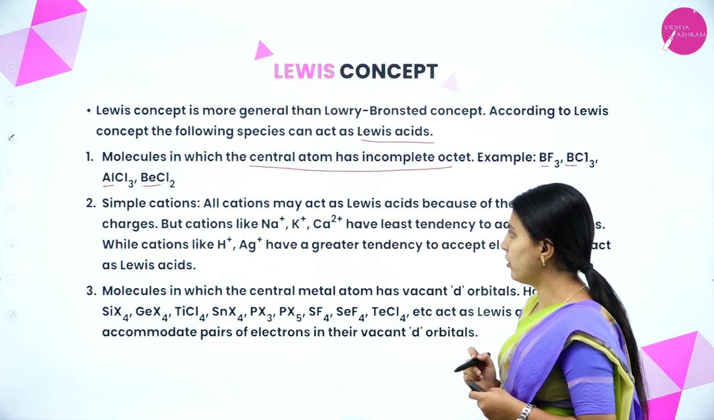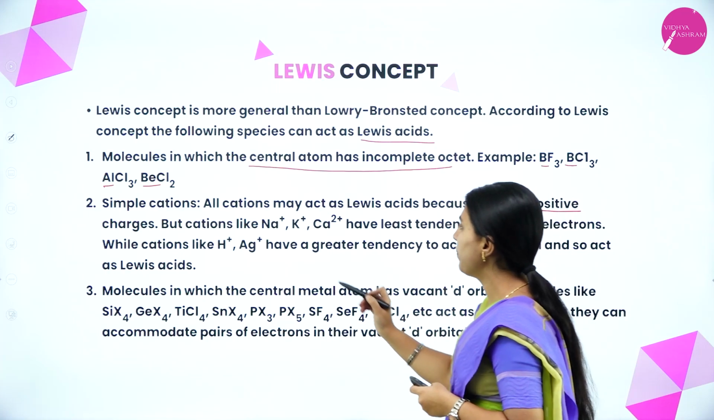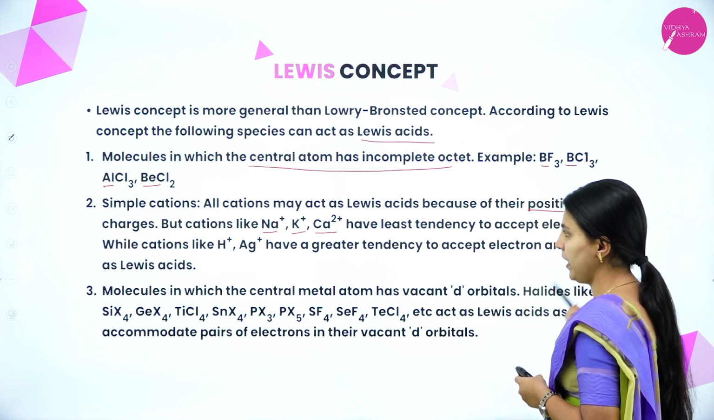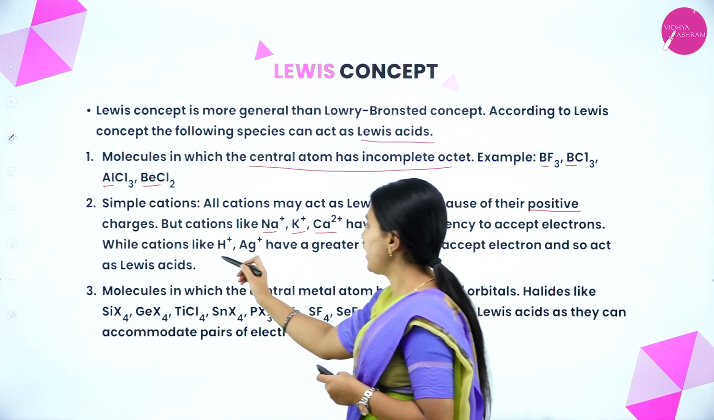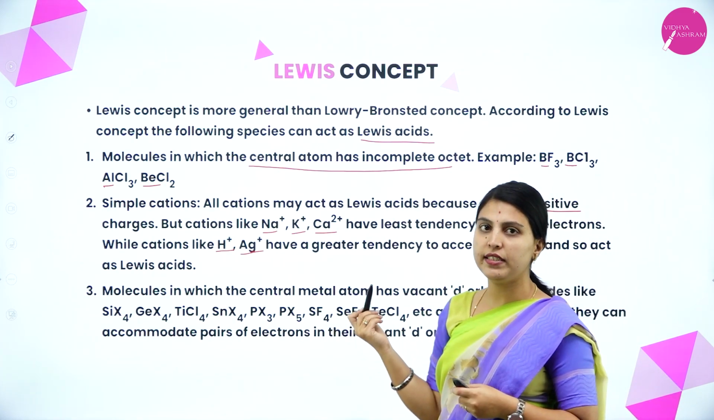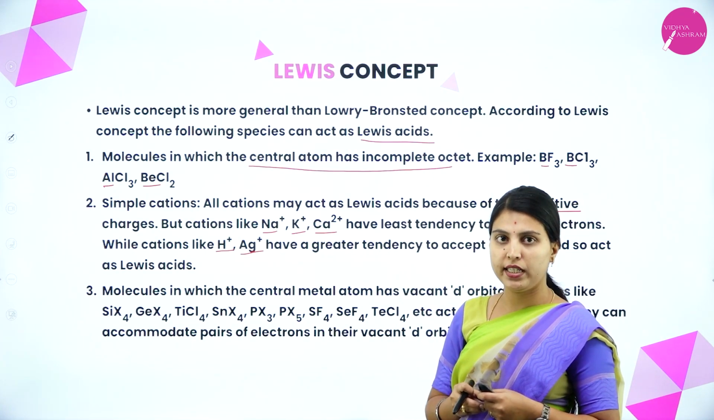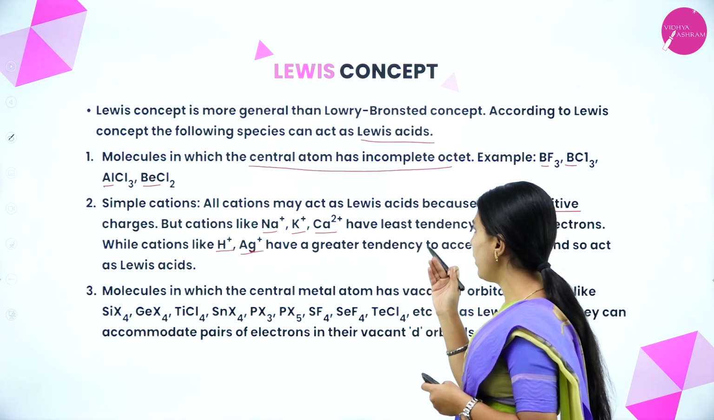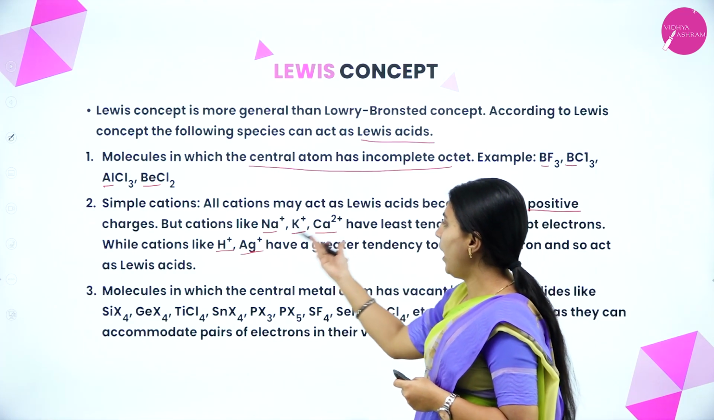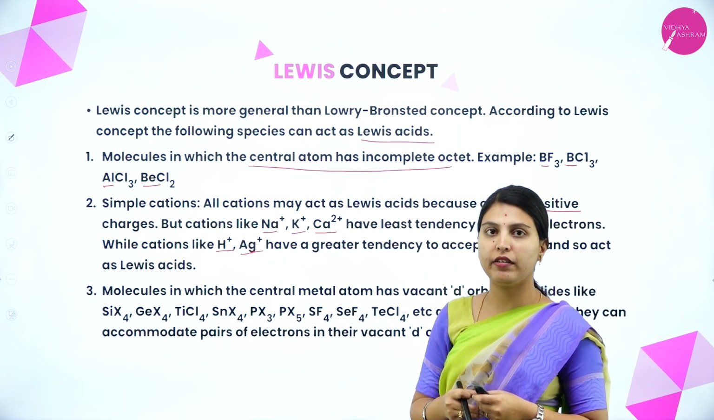Next, simple cations. All cations are Lewis acids because of their positive charges. See, Na plus, K plus, calcium 2 plus have least tendency to accept electrons, while cations like H plus, Ag plus have a greater tendency to accept electrons and act as Lewis acids. Usually the atoms which have positive charges will act as Lewis acid. In that also sodium, potassium, calcium have less tendency to accept electrons, but hydrogen and silver have more tendency to accept electrons, so they will act as Lewis acids.